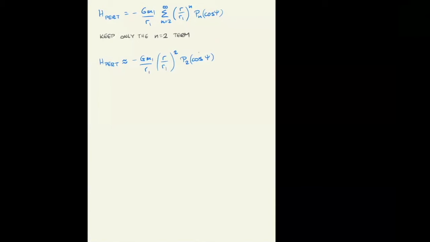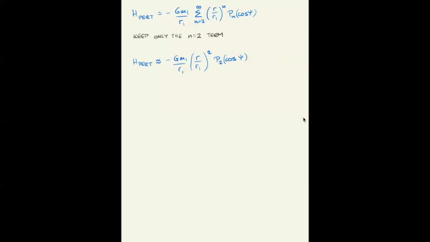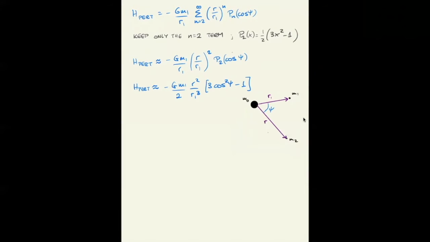To continue, let's substitute the second Legendre polynomial. And remember that the second Legendre polynomial is half of 3x squared minus 1. So now this is the Hamiltonian. We need to find out then what is a form to write the cosine of the angle psi. This turns out to be the most complicated part because this angle is absolutely not trivial. Remember, this is the angle between r1 and r.